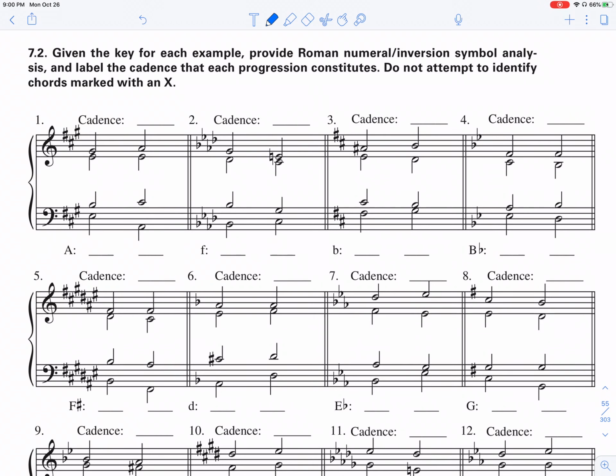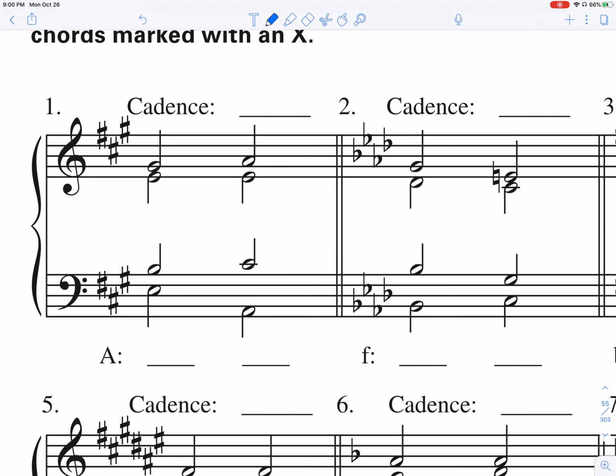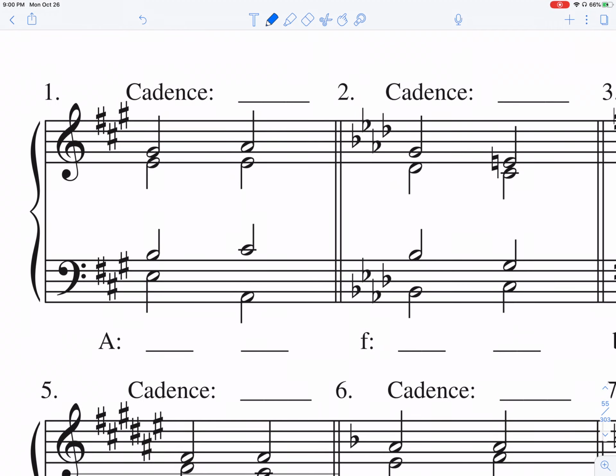This is to show you how to do assignment 8.3, simply just to identify the type of cadence. In order to be able to recognize the type of cadence, you will need to do the Roman numeral analysis first. You need those Roman numeral symbols to determine what cadence the phrase is in. So let's start with the first one. I'll do a few examples for you, and this is exactly what you need to do for assignment 8.3.